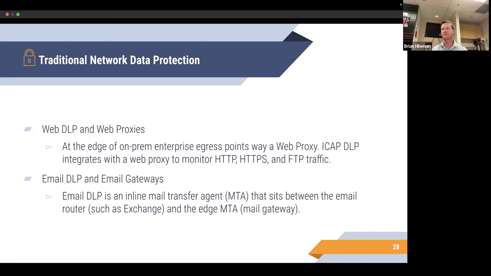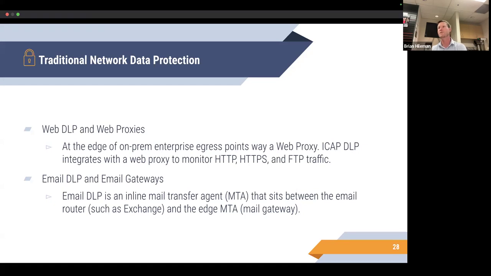SSL decryption is not fun. If any of you are network admins, I feel bad if you still are dealing with that. I don't want to do that ever again. But essentially, we had to put a web proxy in place, decrypt all the traffic, and then port that over to DLP using a protocol called ICAP. It was just a communication protocol, and it allowed us to inspect that HTTP, HTTPS, and FTP traffic to see if there was any sensitive data going out through those channels.